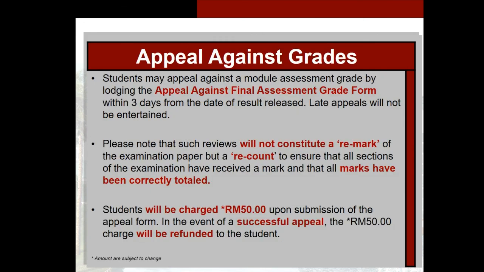Appeal against grades. Students may appeal against a module assessment grade by lodging the appeal against final assessment grade form within 3 days from the date of result released. Late appeals will not be entertained. Please note that such reviews will not constitute a remark of the examination paper, but a recount to ensure that all sections of the examination have received a mark and that all marks have been correctly totaled.